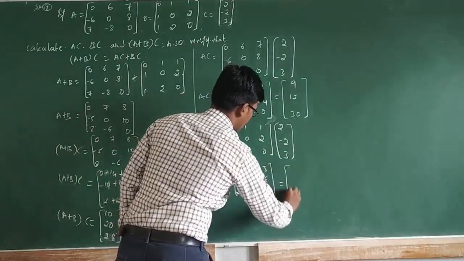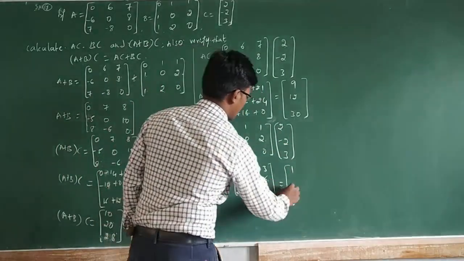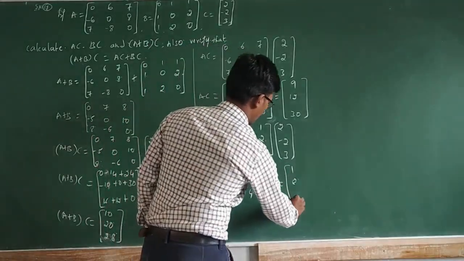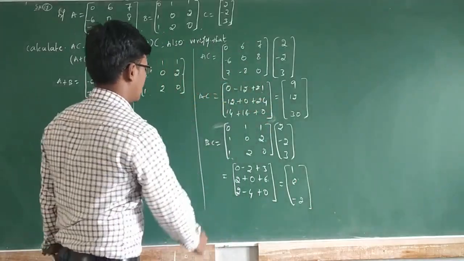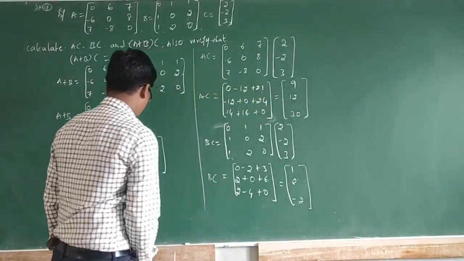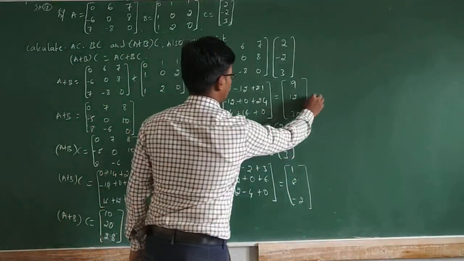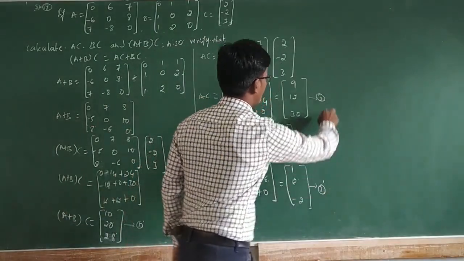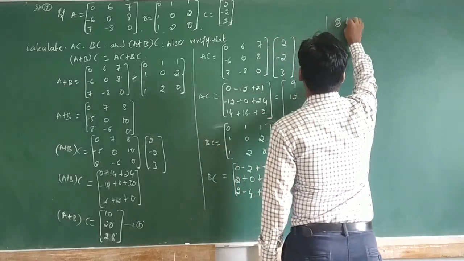This is 1: minus 2 plus 3 is 1. 2 plus 6 is 8. 2 minus 4 is minus 2. This is what? This we call equation 1, and this equation 2, and this equation 3. You are adding 2 and 3.